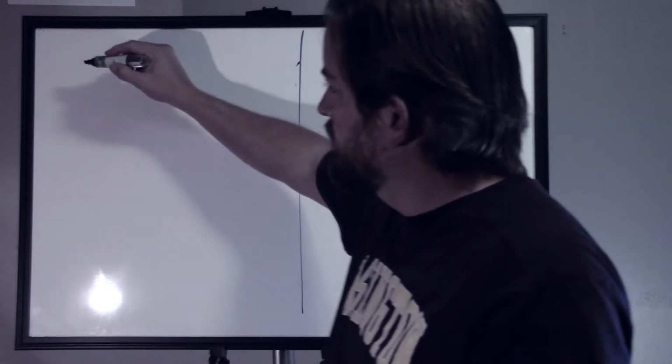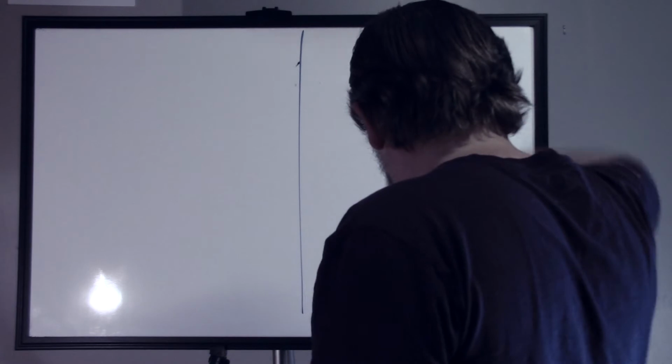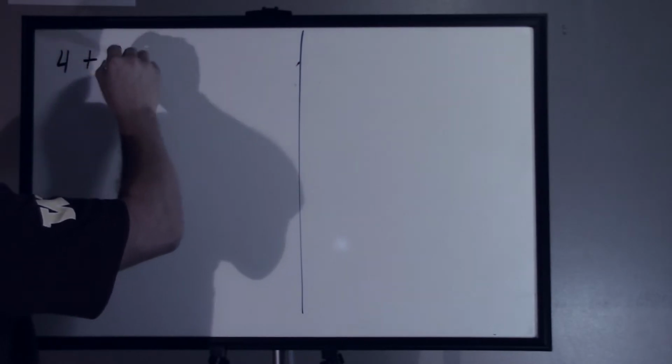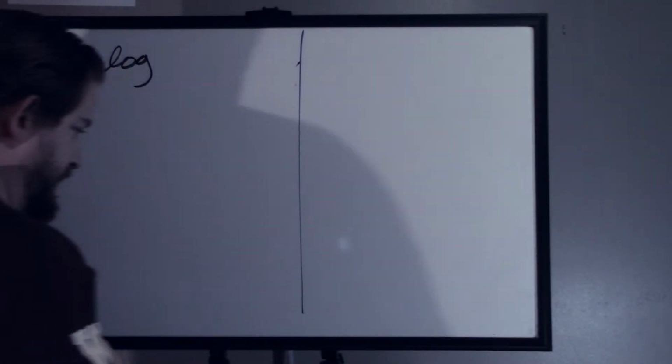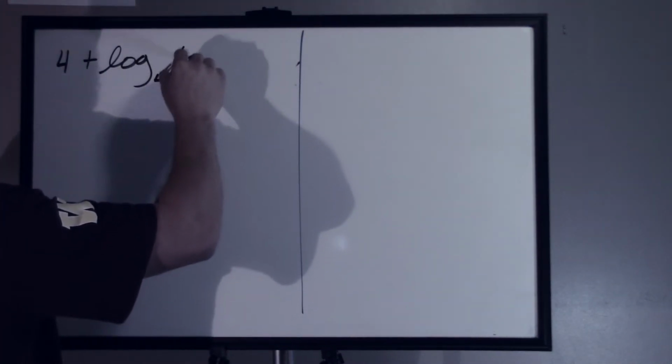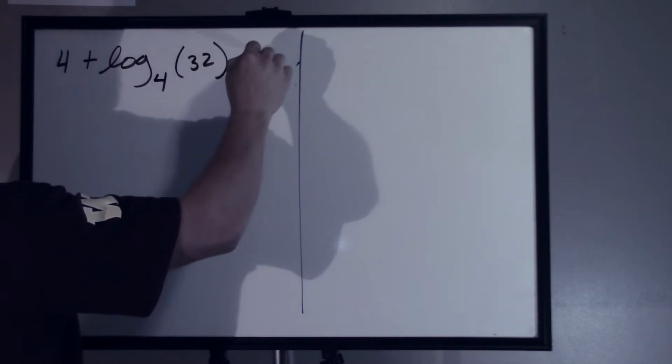Okay, let's take 4 plus the log base 4 of 32 equals x.